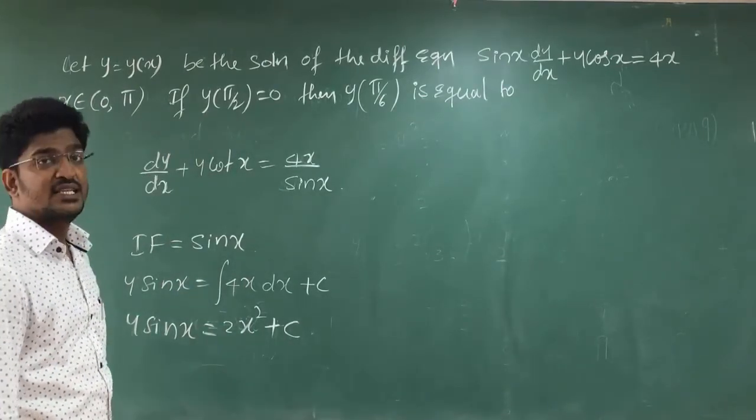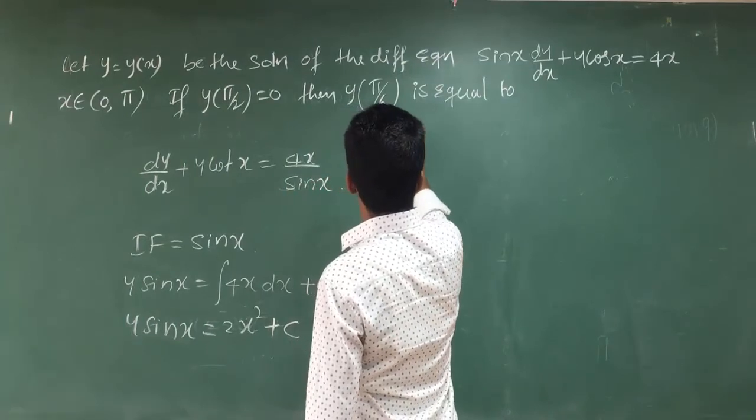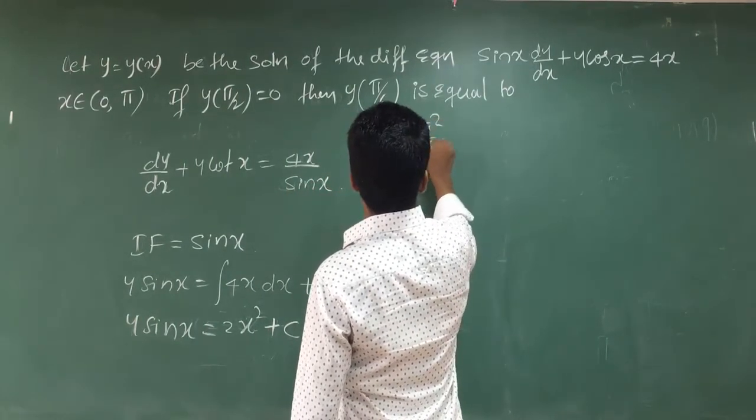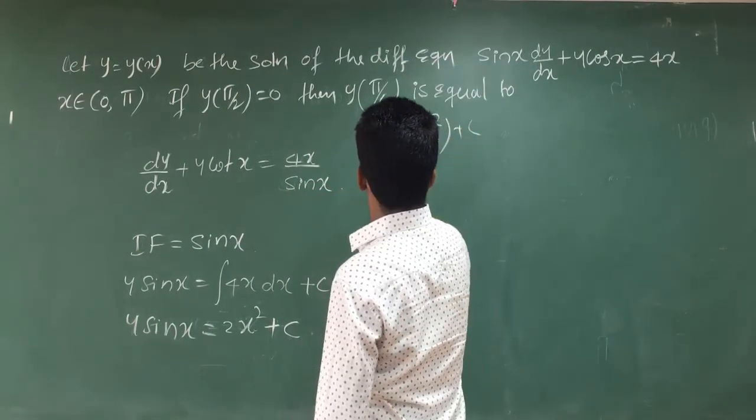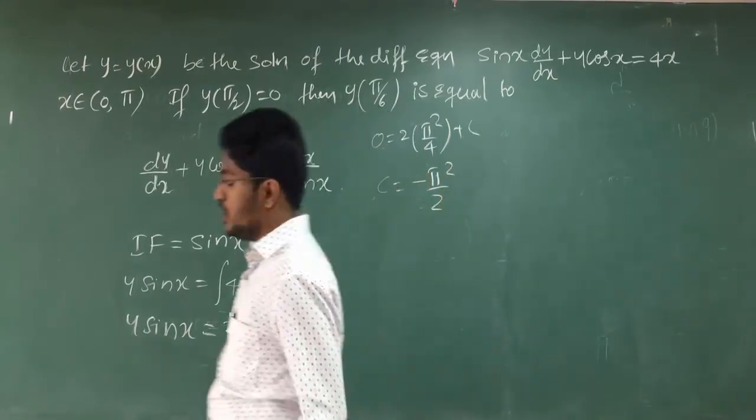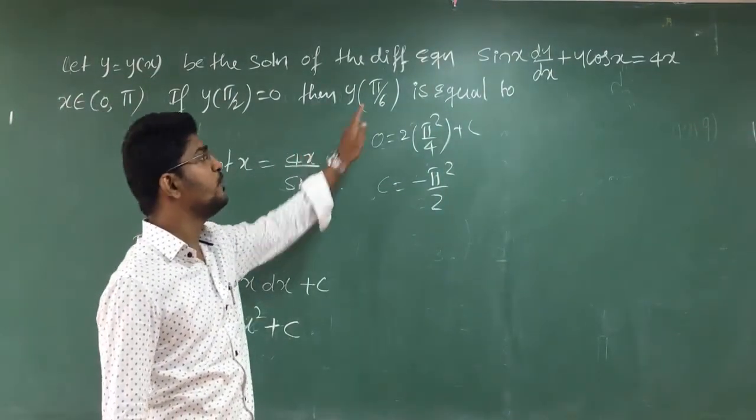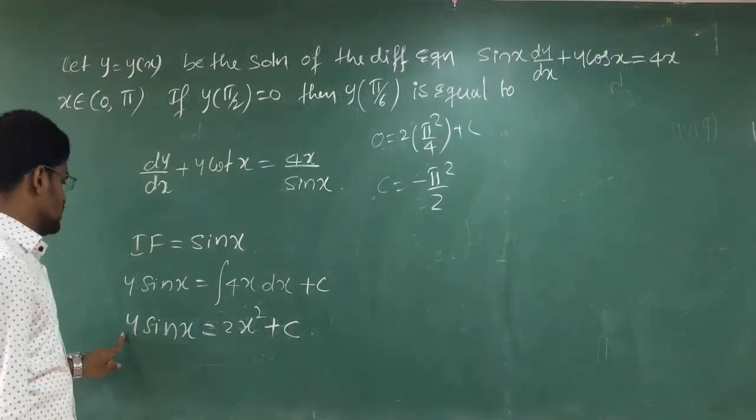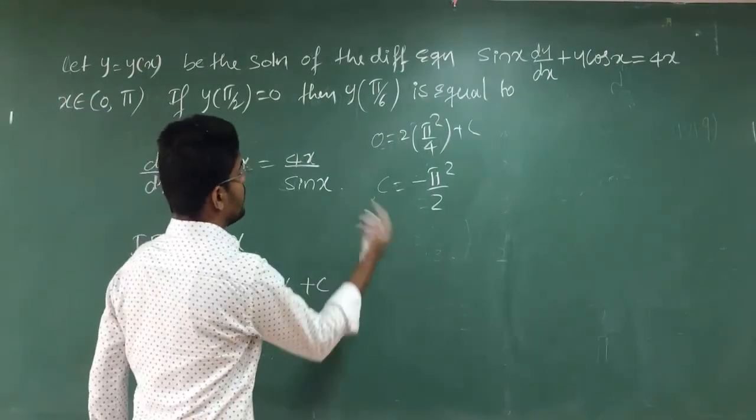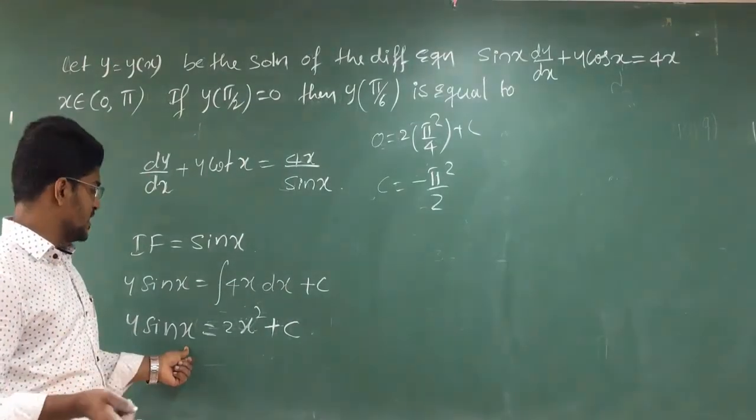Now if I calculate y of pi by 2, this will be 0 equal to 2 times pi square by 4 plus c. So c will be equal to minus pi square by 2. Now let us calculate y of pi by 6. That means sin of pi by 6, sin 30 degrees, is 1 by 2.